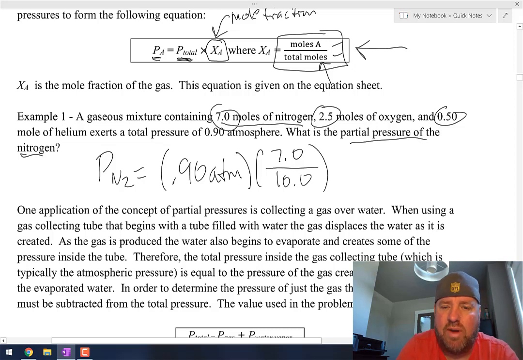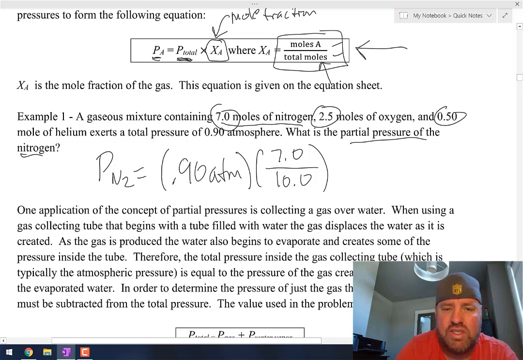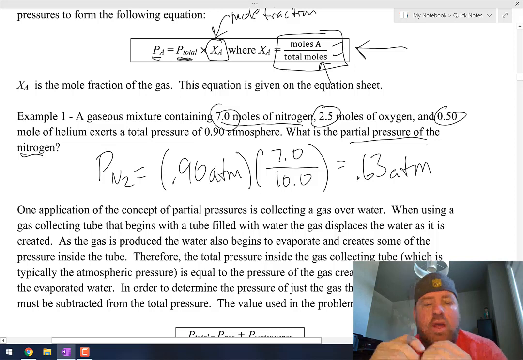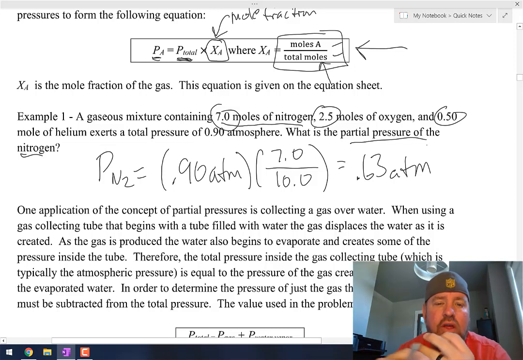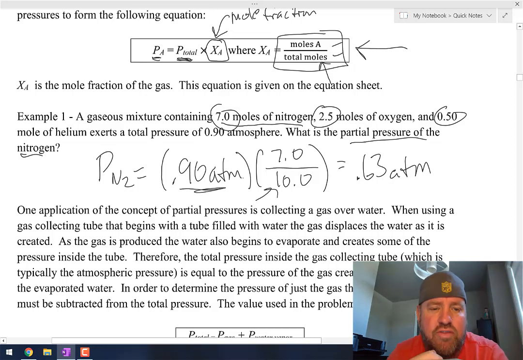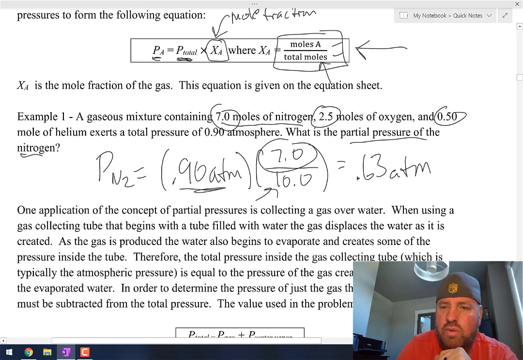So 7 divided by 10, and you could certainly use a calculator for this. 7 divided by 10 is 0.7. 0.7 times 0.9 is the same as 9 times 7, which is 63. So it becomes 0.63 atmospheres. Okay, and so that's a good use of learning how to do mole fraction, learning how to use this equation to find the pressure of an individual gas. Okay, and obviously if we wanted to find the pressure due to oxygen, instead of 7 right here, we would just write the moles of oxygen.